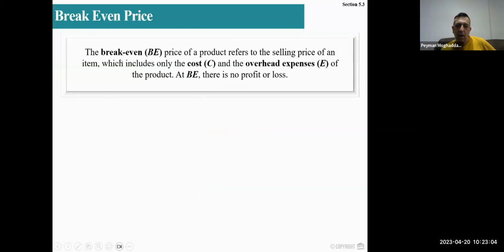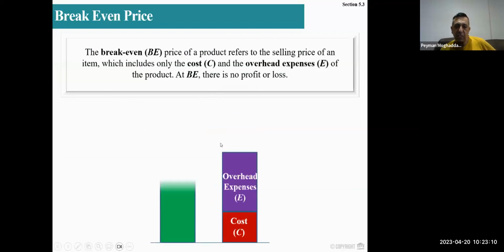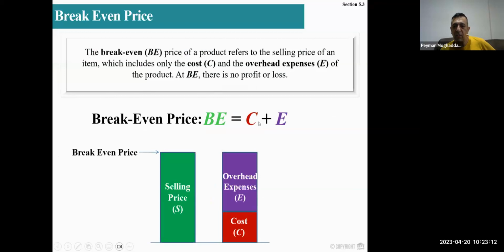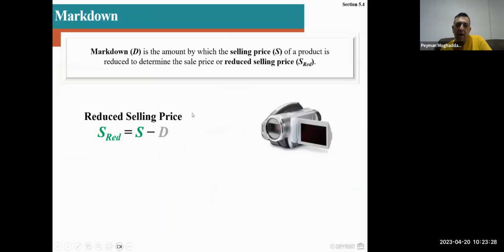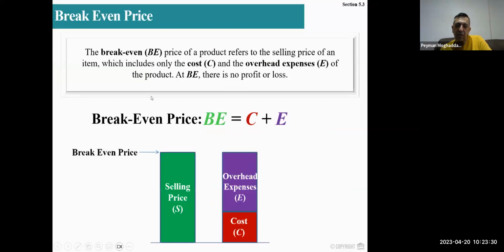Okay. The other thing which we learned was break-even price. So the break-even price basically is equal to cost plus expenses, right? So no profit. Break-even price is basically the price at which we sell with no profit and no loss, right? So break-even price is going to be basically cost plus expenses. That's what we learned.